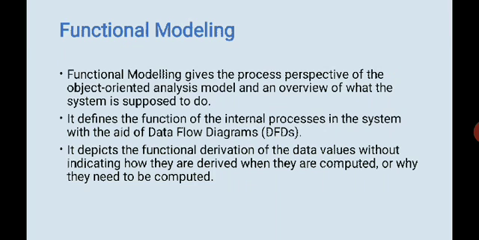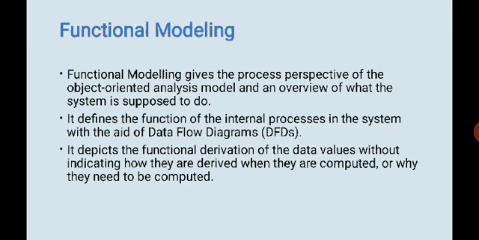So, who will be the one doing it? The data flow diagram. It depicts the functional derivation of the data values without indicating how they are derived, when they are computed, and why they need to be computed, right? It depicts just the functional derivation of the data. So what the system is supposed to do, not how it is supposed to do it and why. It is concerned only with the what, not the how.